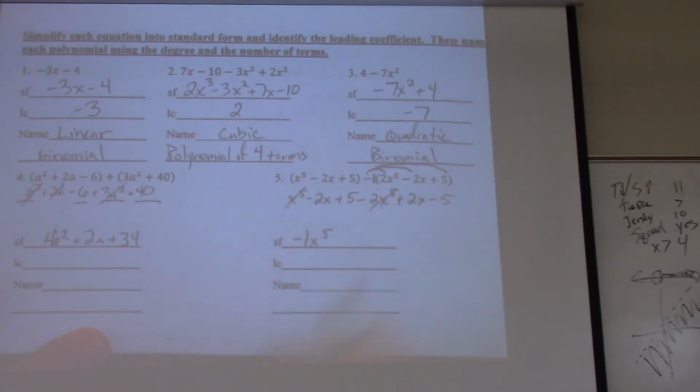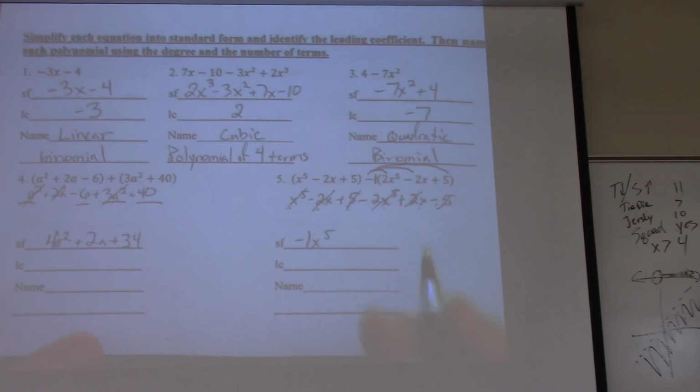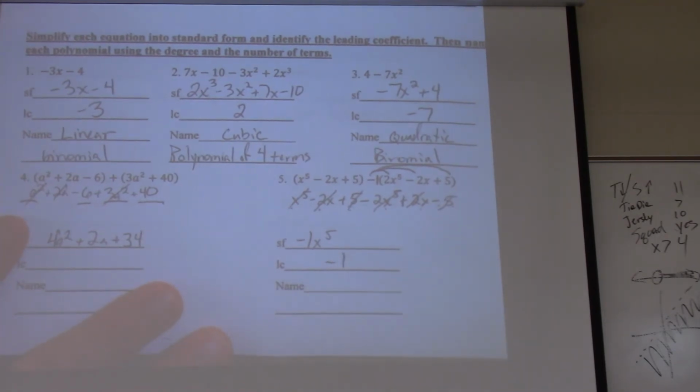Get those out of there. I got a negative 2x plus 2x. What's negative 2 plus 2? 0. Oh, they just go away then. How about 5 minus 5? 0. They just go away too. That was just it. So what is this called? First of all, leading coefficient is negative 1. What is this called?